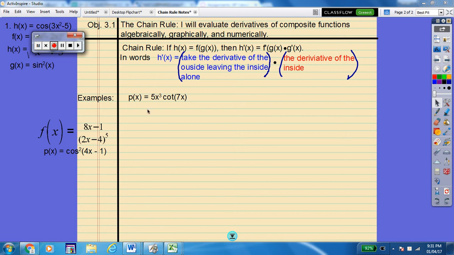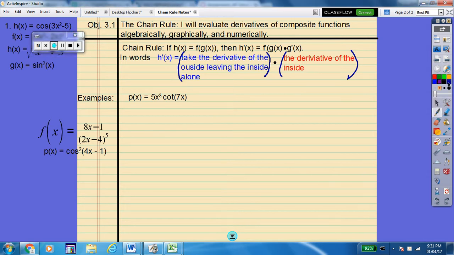Okay, so this is the second video on chain rule, and in this video I'm going to go over some examples that are going to mix some of the rules that we've already learned. We are still following the same rule. Take the derivative of the outside, leaving the inside alone, times the derivative of the inside.